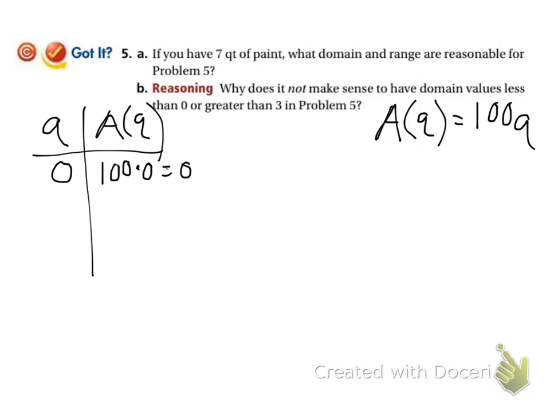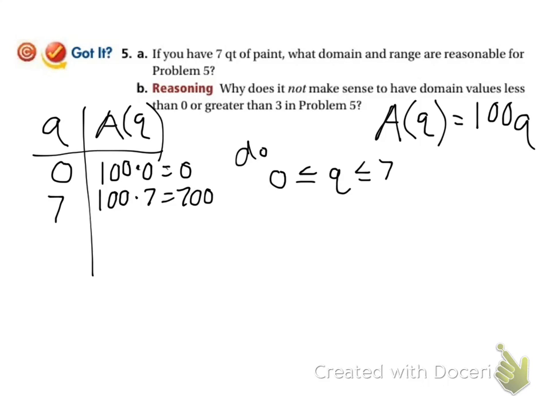What's the most that I could use? The most I could use would be 7 quarts. If I use 7 quarts, that's 100 times 7, which would be 700 square feet. So my domain, my Q, the smallest I can use is 0 quarts, none of it. The biggest I can use is all 7 quarts. So that's my domain.